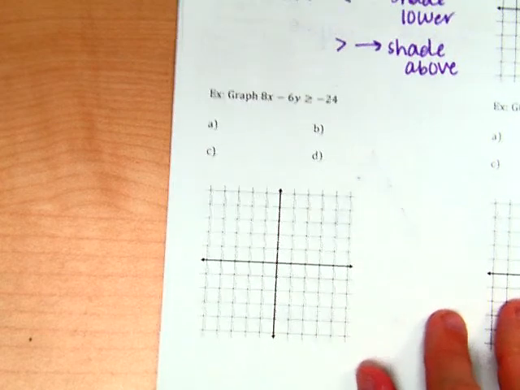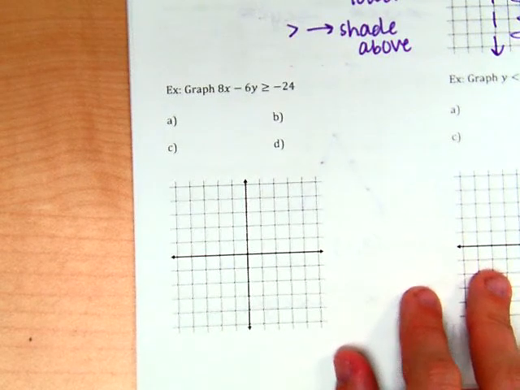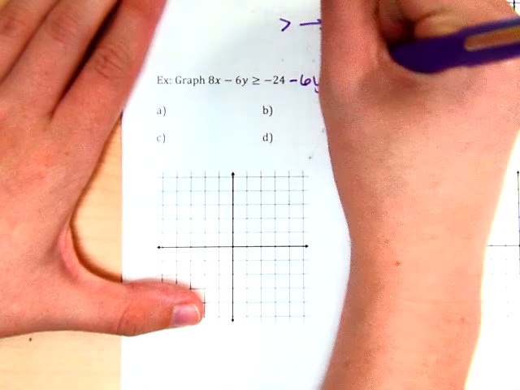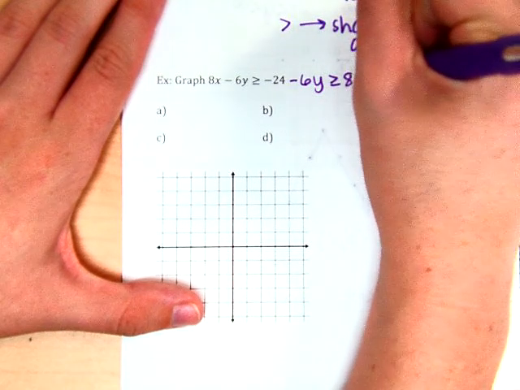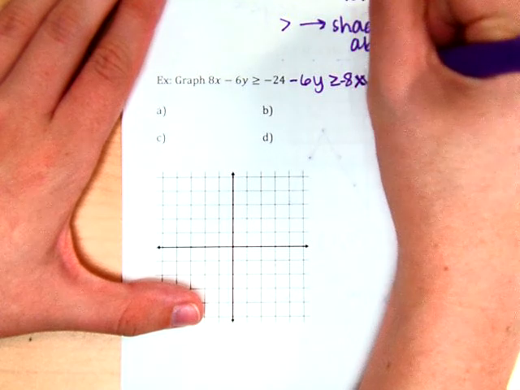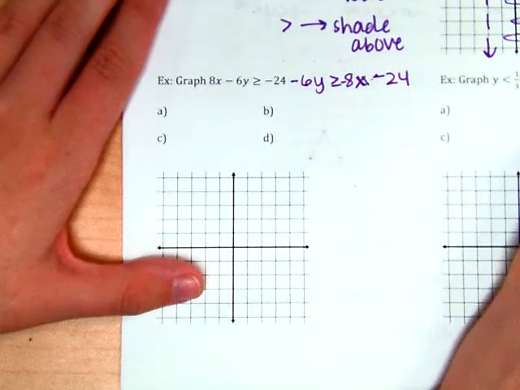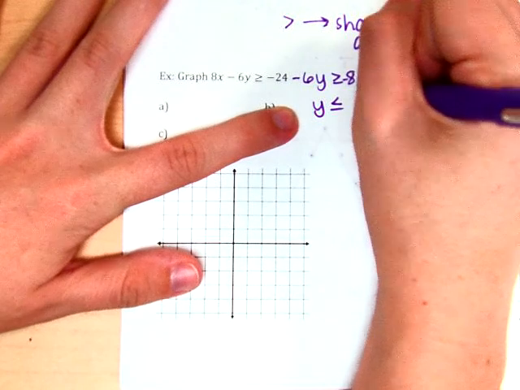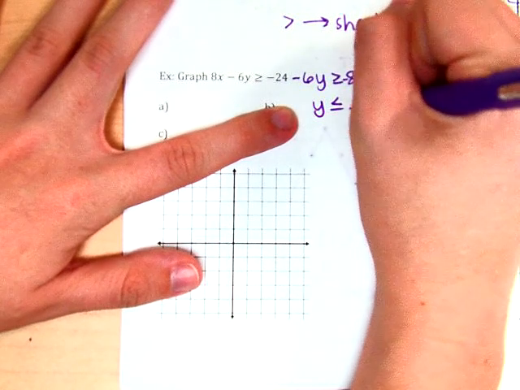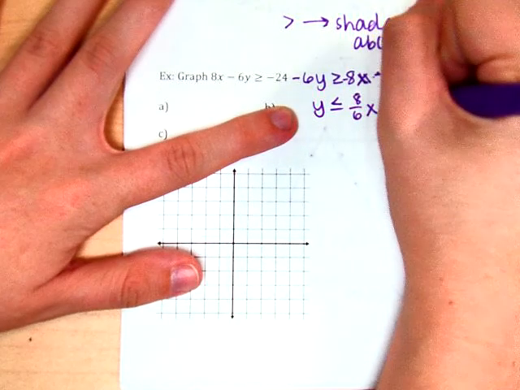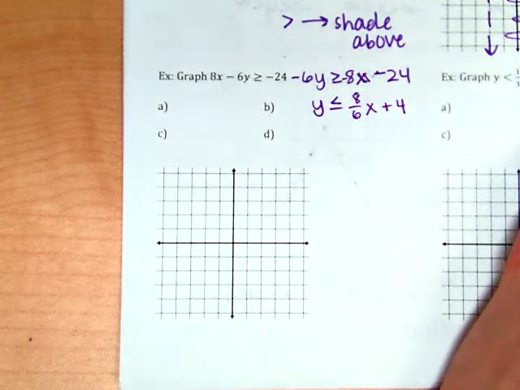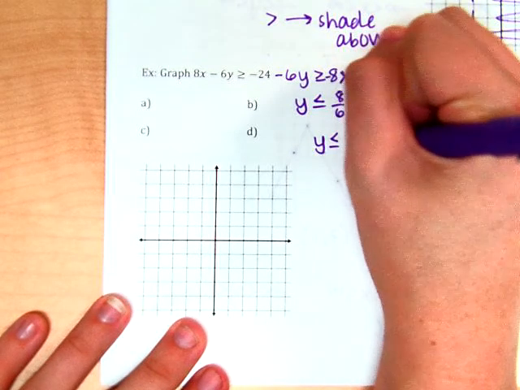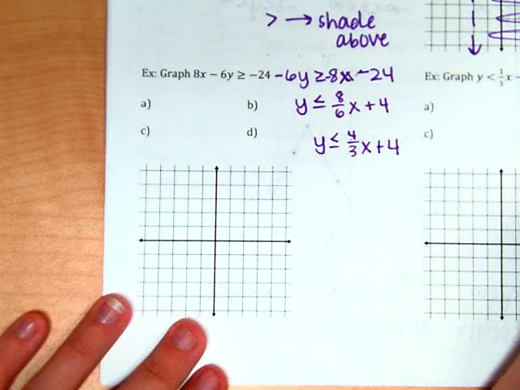Let's do another one. First off here, I want to solve for y. So I have negative 6x greater than or equal to negative 8x minus 24. Now when I divide by my negative here, my sign flips. So I got 8 over 6x plus 4. Let's simplify this so that it's y less than or equal to 4/3 x plus 4.